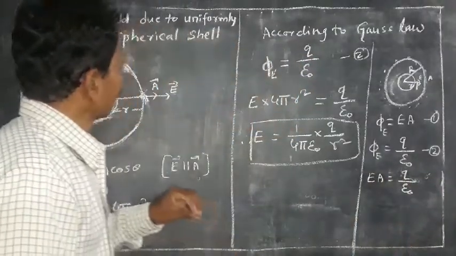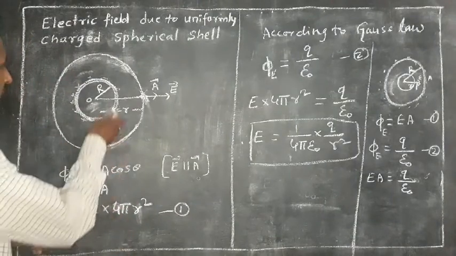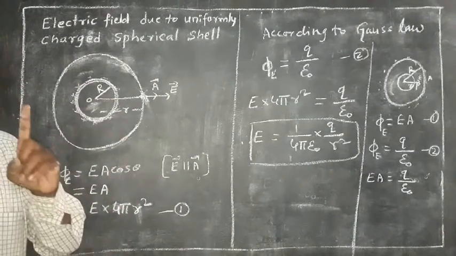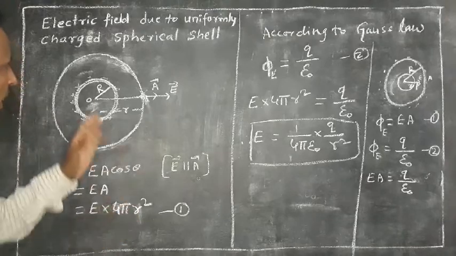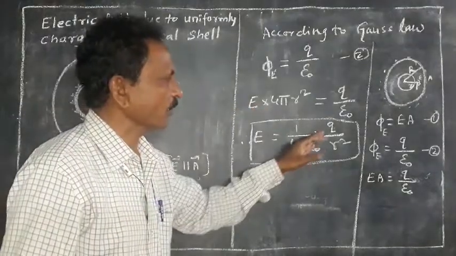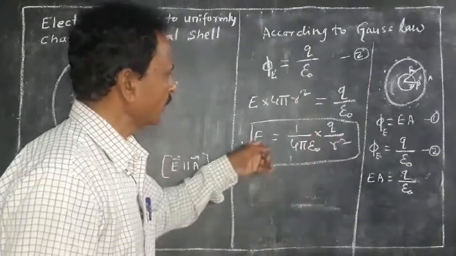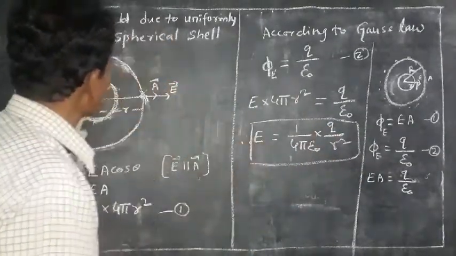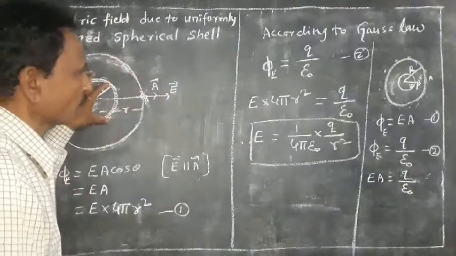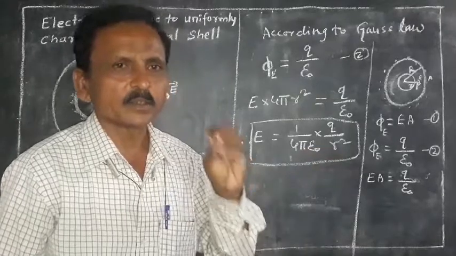Therefore, the electric intensity inside a charged sphere is 0 and outside the sphere is 1 upon 4 pi epsilon naught into Q upon r square, and here the electric intensity due to a uniformly charged sphere is inversely proportional to the square of the distance.